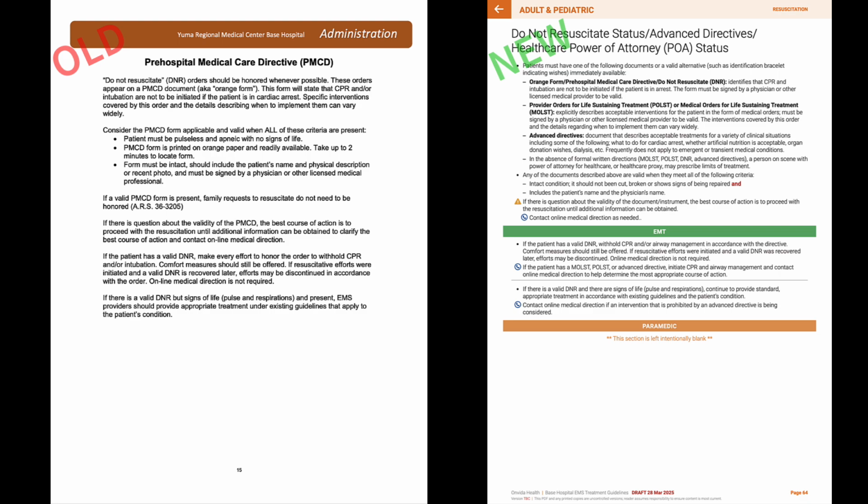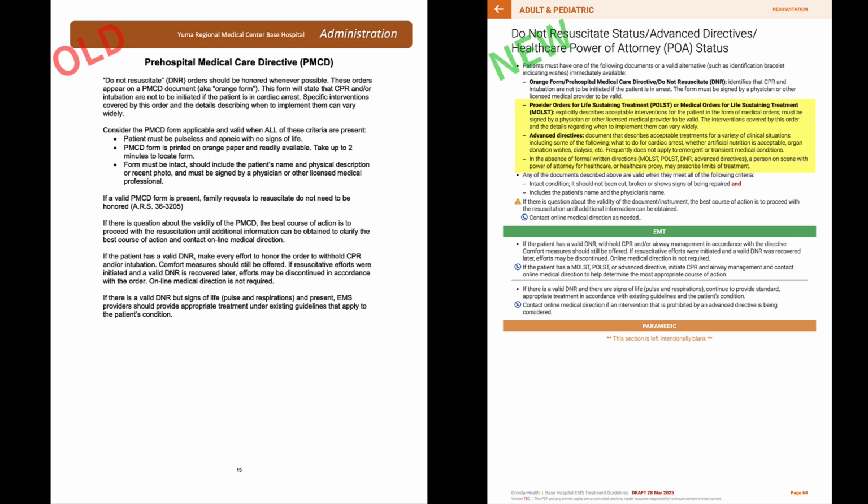Now, as you can see, though, we've added descriptions of some of the other directives you might encounter. These include the POLST or MOLST forms, which stand for Provider Orders for Life-Sustaining Treatment or Medical Orders for Life-Sustaining Treatment, and other general advanced directives. These documents get a bit more specific and descriptive in terms of what treatment the patient desires. Just like the DNR form, these are also medical orders signed by a licensed clinician.